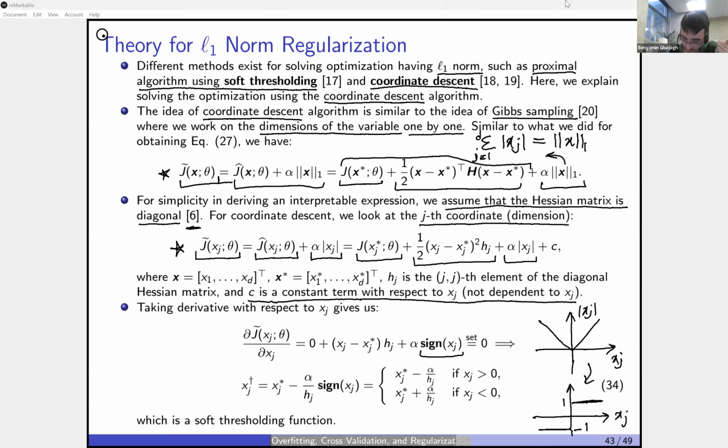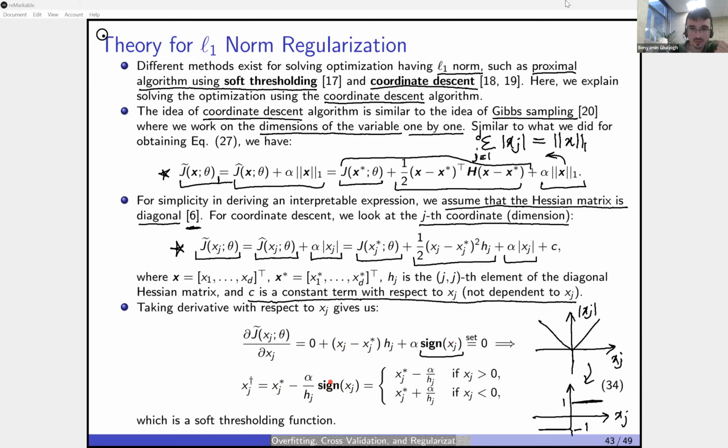Okay, what happens? Let's rearrange the whole thing. I call the solution xj dagger, it doesn't matter, it's just naming. Then, by the way, we multiply both sides by 1/hj, so this goes away, and we have alpha over hj, and we take this to the right side, so it will be minus alpha over hj sign of xj. We also have xj star here. I'm just rearranging these to get this.